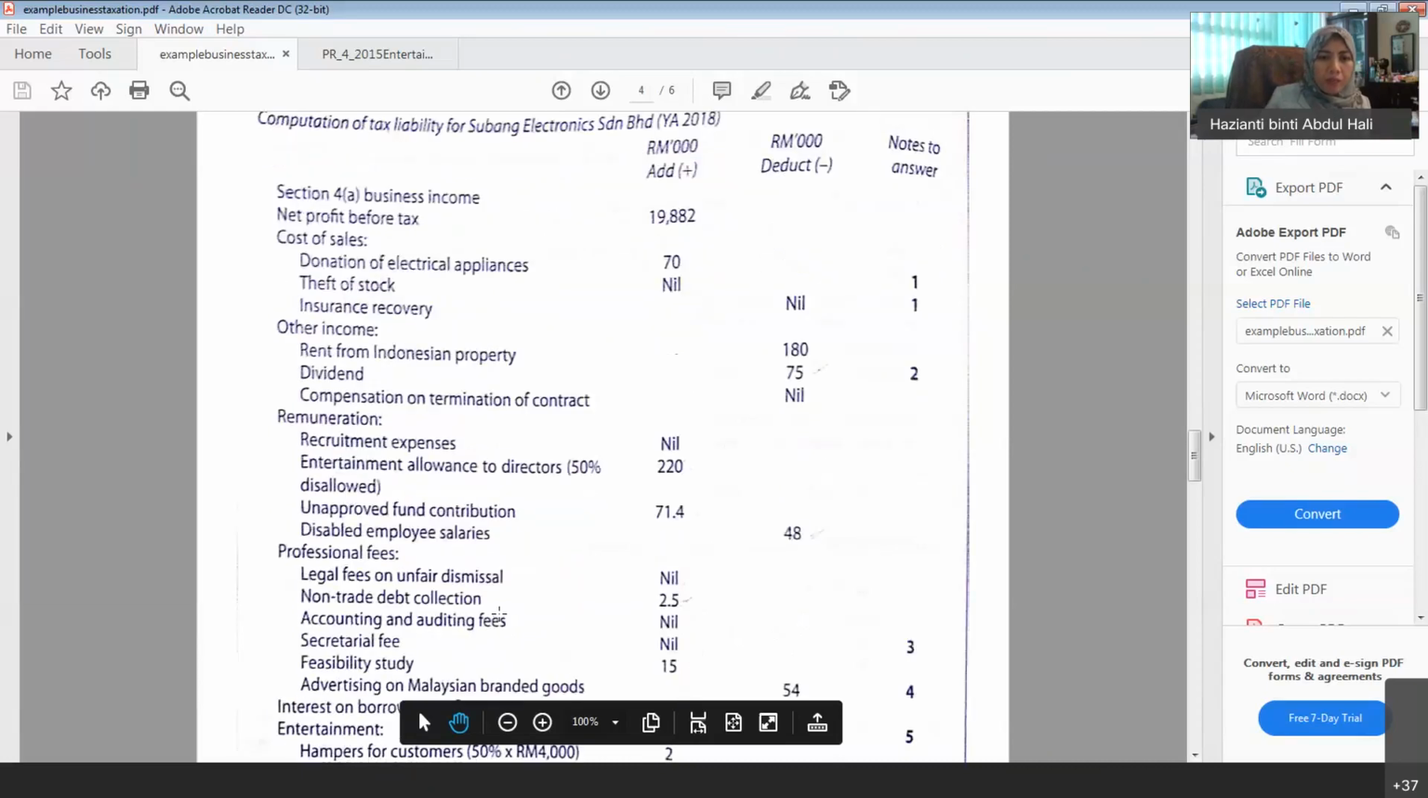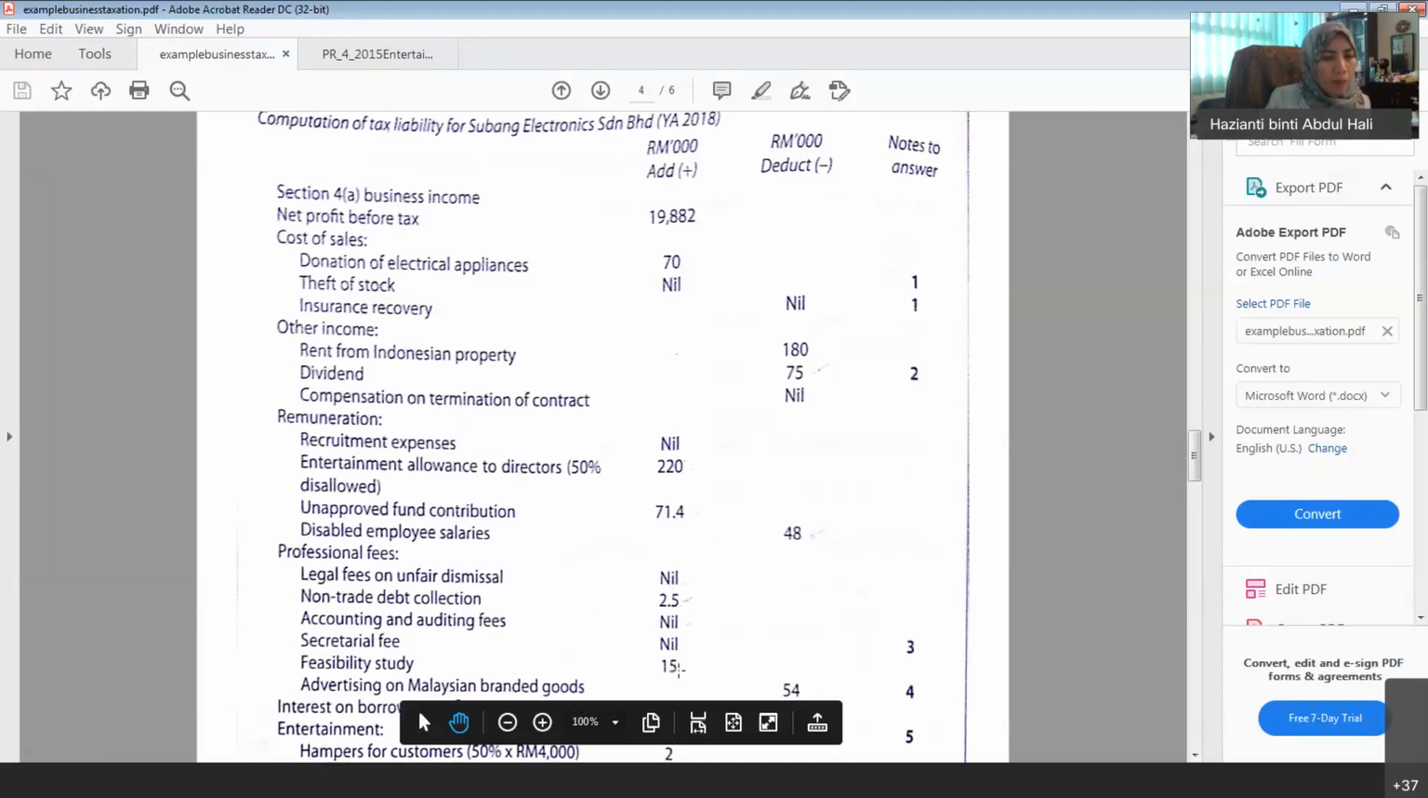Alright, professional fees, no adjustment. Non-trade debt collection kena tambah balik sebab apa? Sebab dia non-trade. You must remember all the deductions mesti berkaitan dengan trade. Now the keyword here is non-trade. So non-trade you kena tambah balik lah. Accounting auditing fees tak ada adjustment, secretarial fees tak ada adjustment sebab boleh tolak.